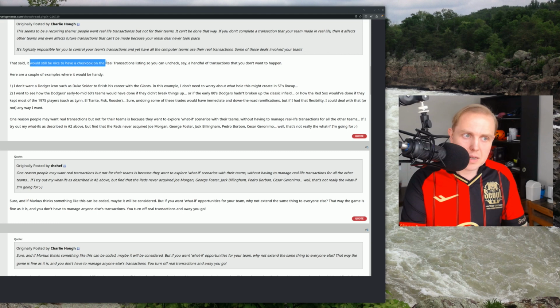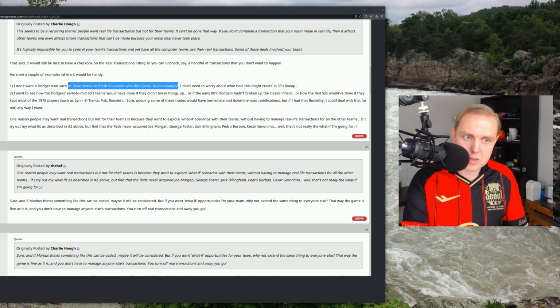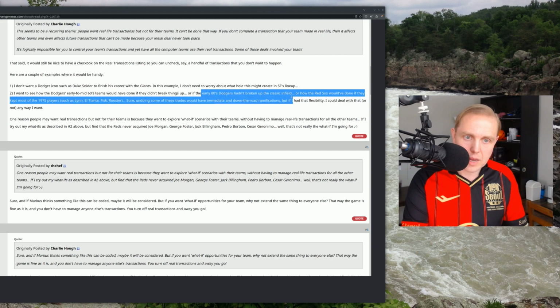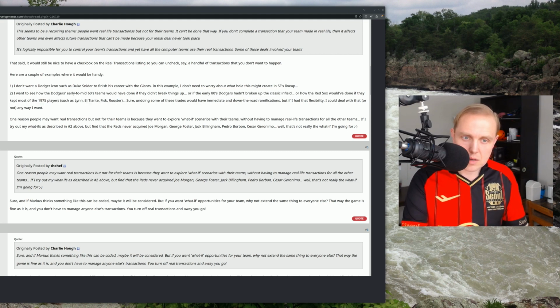It would still be nice to have a checkbox on the real transaction listing so you can uncheck, say, a handful of transactions you don't want to happen. Absolutely right. For example, I don't want Dodger icon Duke Snider to finish his career with the Giants, right? I want to see how the Dodgers' early to mid-'60s teams would have done if they didn't break things up, or if the early '80s Dodgers hadn't broke up the classic infield, or how the Red Sox would have done if they kept most of the 1975 players. And doing some of these trades would have immediate and down-the-road ramifications, but if I had that flexibility, I could deal with that. 100% true.